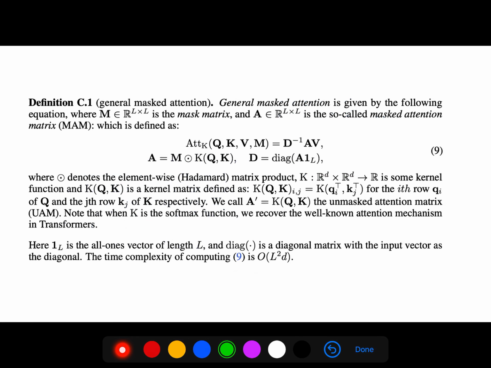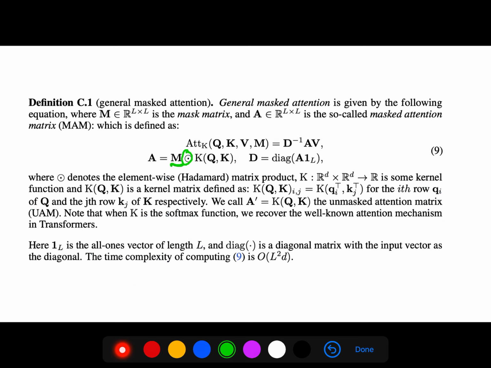General masked attention is given by the following equation. Now M is the mask matrix, the mask attention matrix. Similar to the previous video, we had a masked attention matrix, and we had the Hadamard product to the keys.